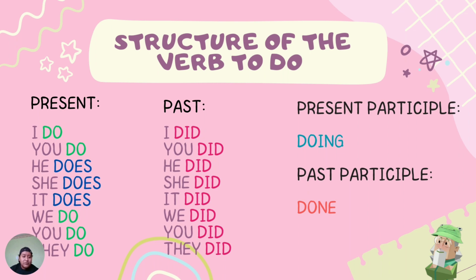The verb to do in present has two different forms, do and does. In past, the verb to do has only one form, did. The present participle is doing and the past participle is done.